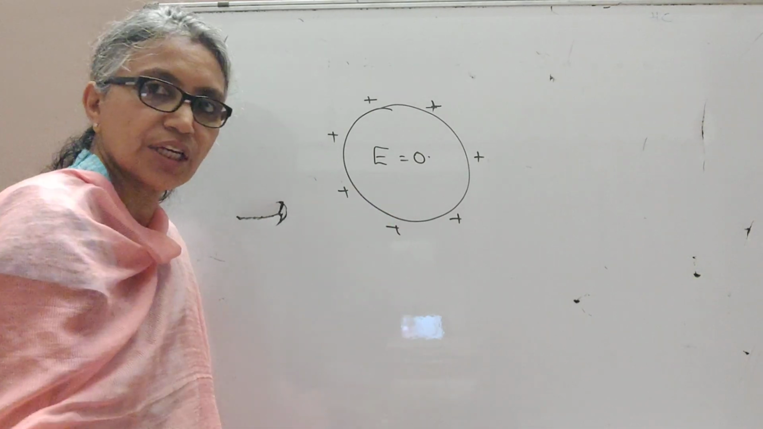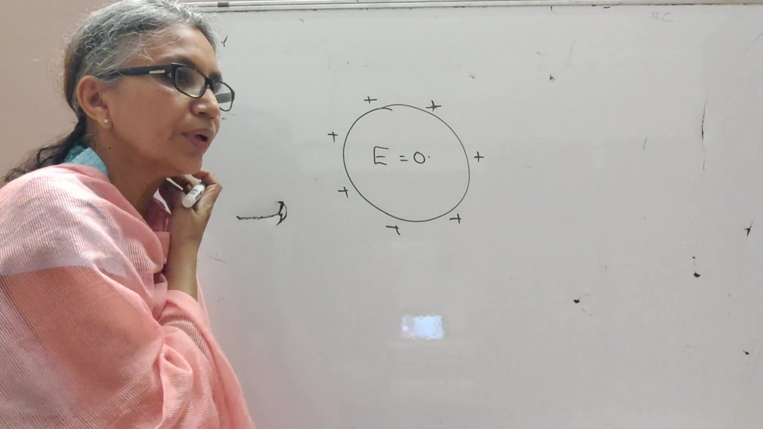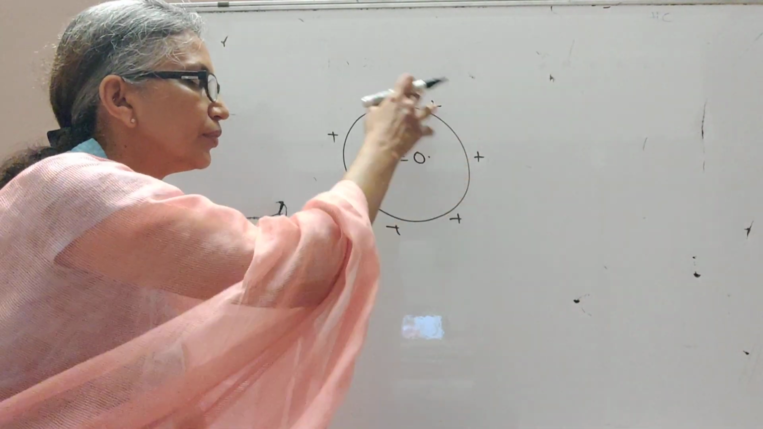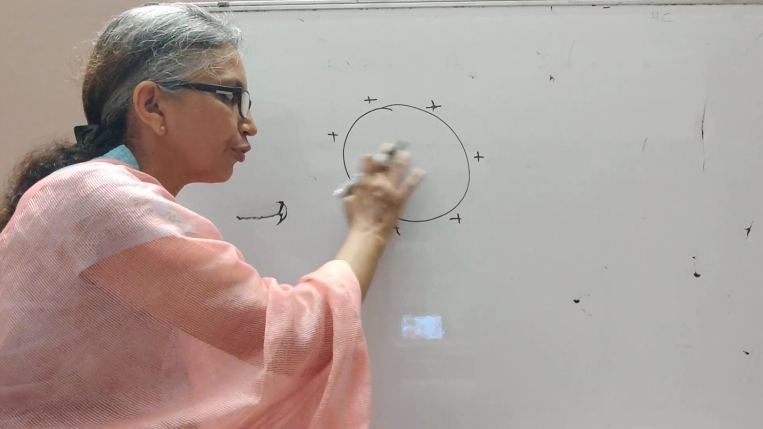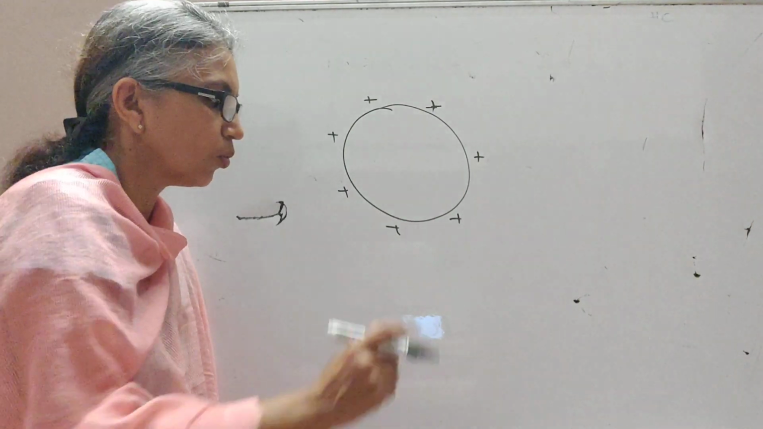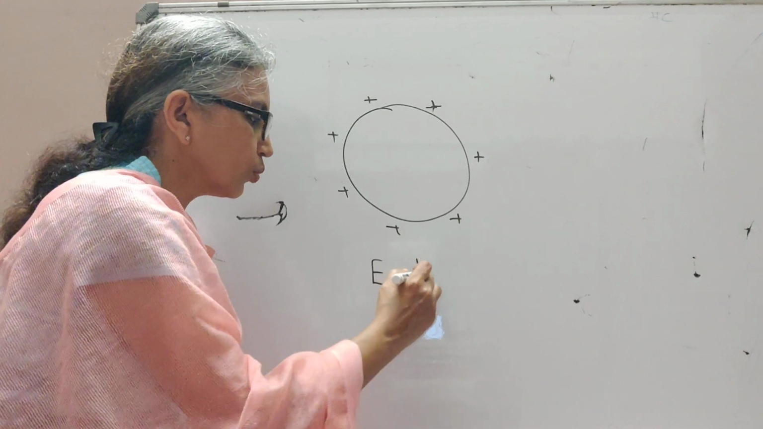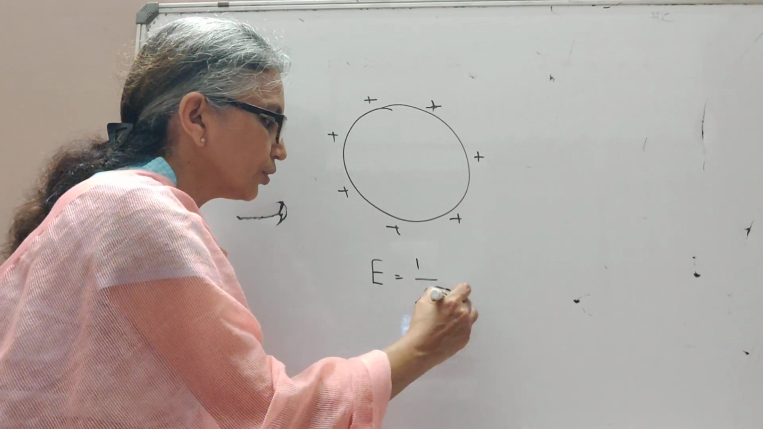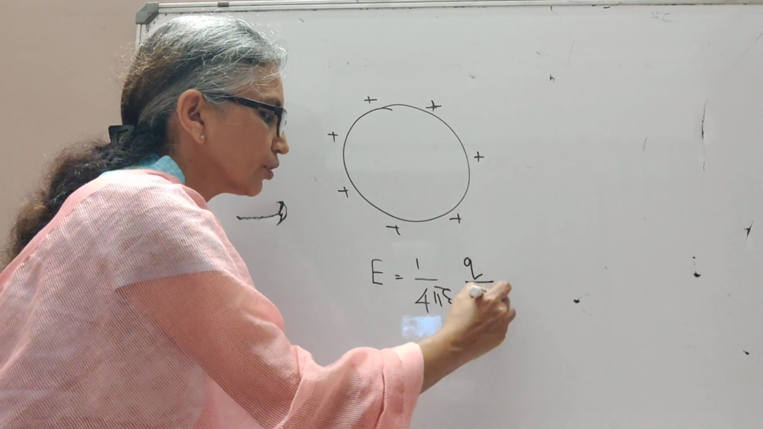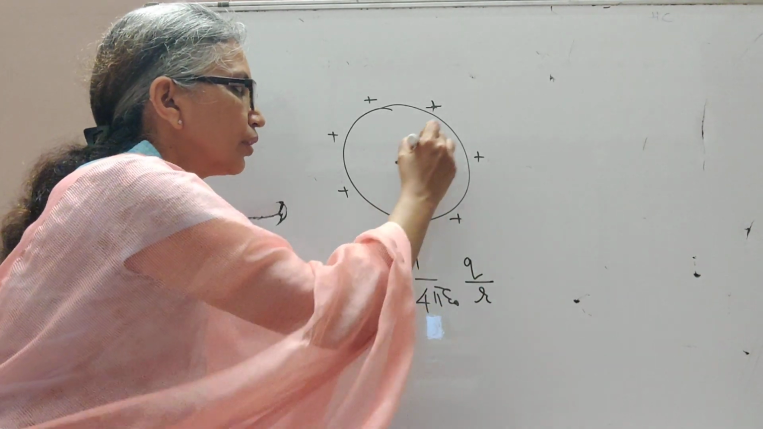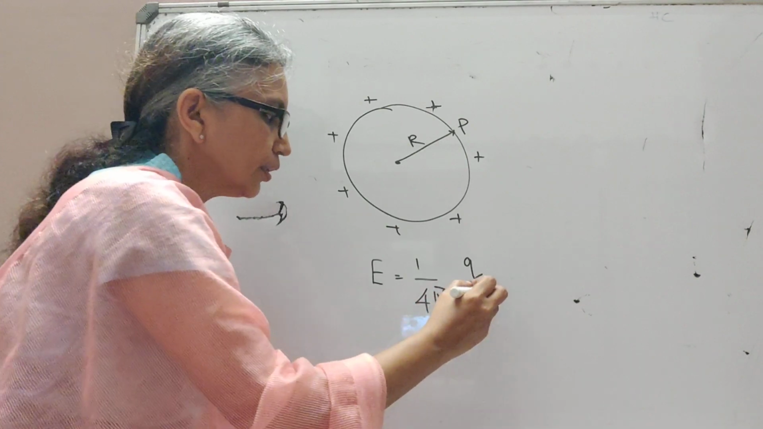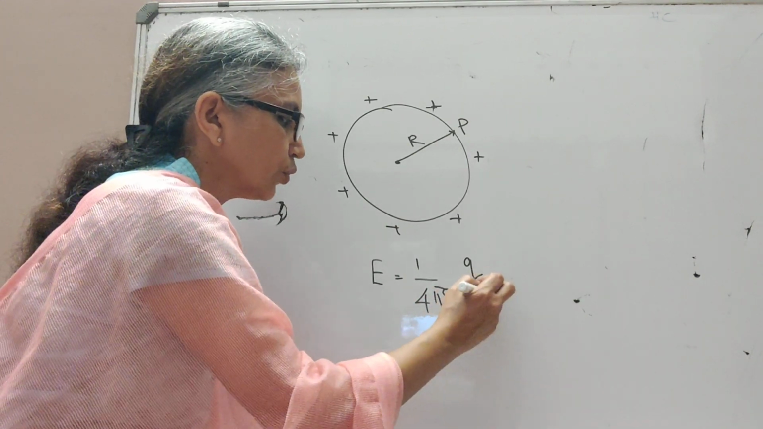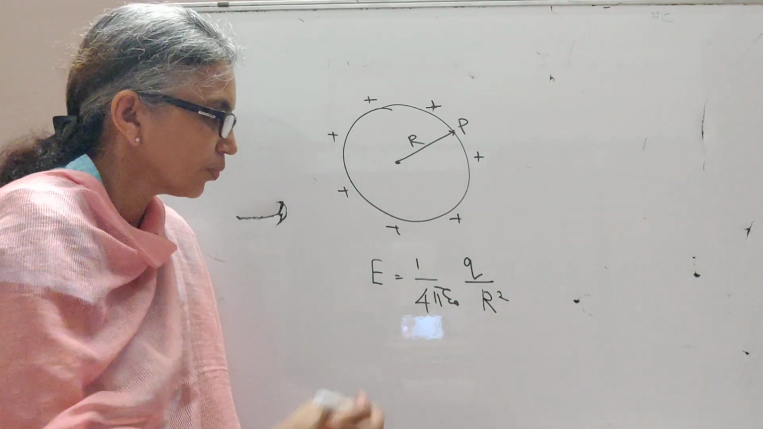In the beginning of this chapter, remember I told you, whenever you have the same potential, now when we derive the equation for this under Gauss's law, what we got is electric field is equal to 1 by 4 pi epsilon 0 q by r square. And if you are taking the point P on the surface and this radius is r, then we have this formula as q by r square.